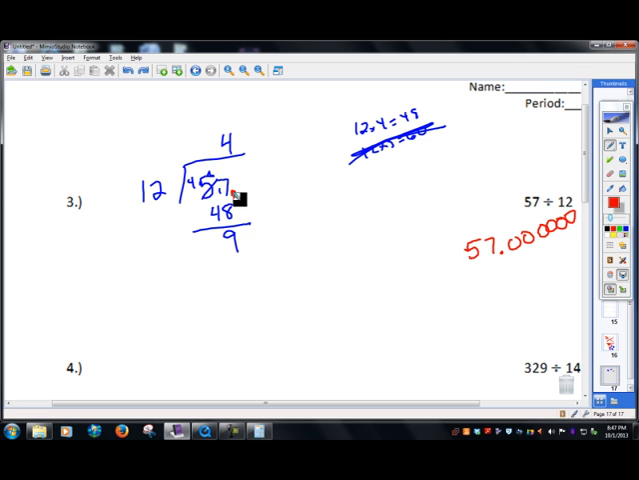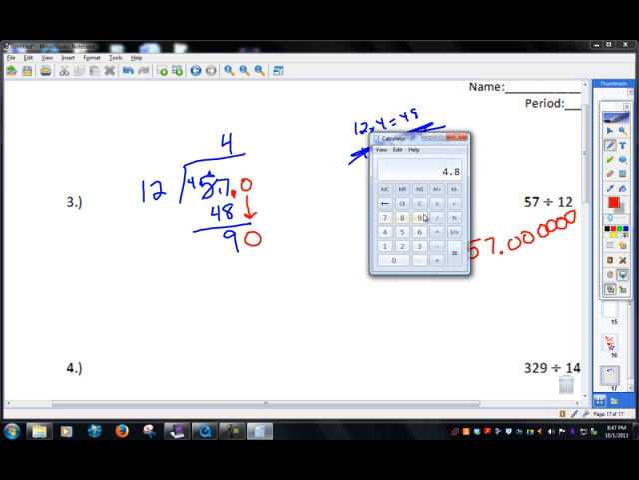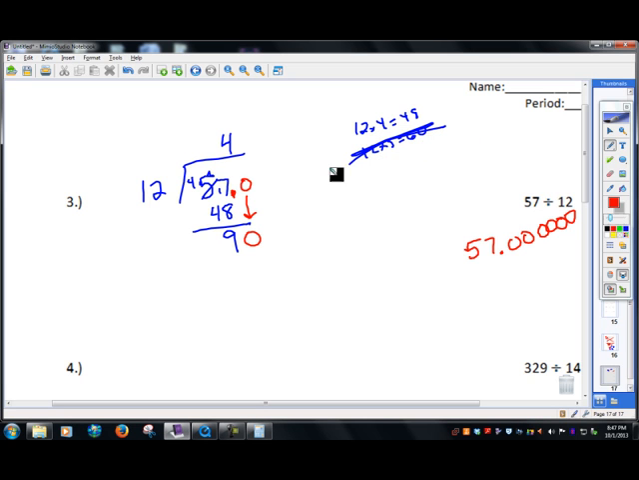Okay, so we're going to add our decimal. We're going to add a 0. Now we're going to bring down that 0. Okay, now let's think. How many times can 12 go into 90? Well, if you need to use your calculator, 90 divided by 12 equals 7.5. So we don't even worry about the partial. We just know that it goes in at least 7 times.